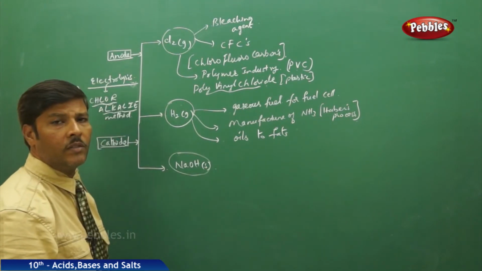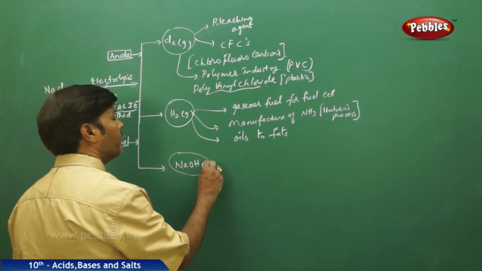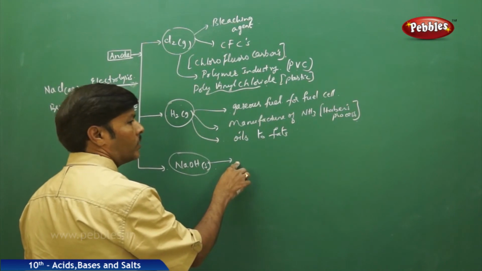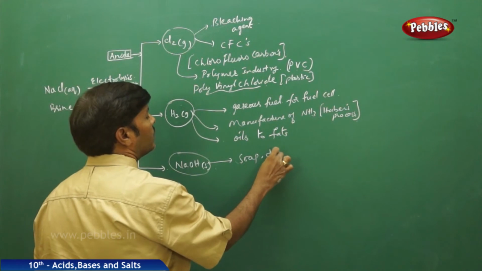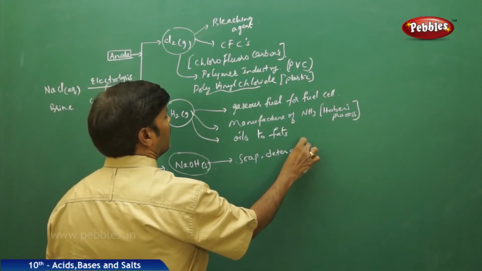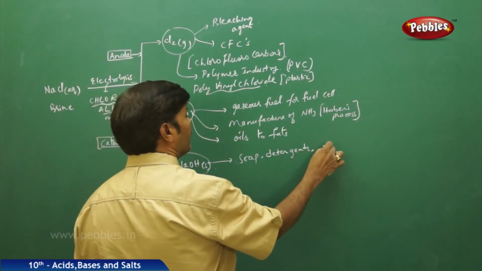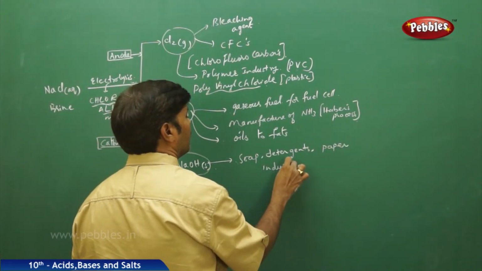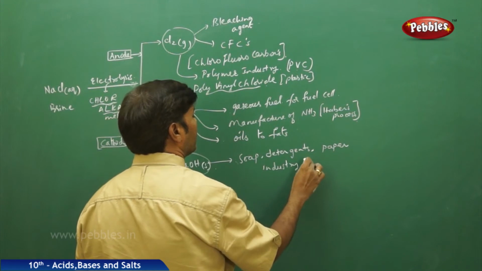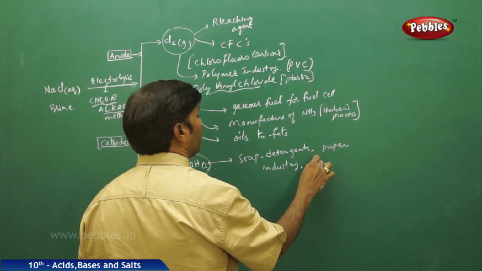Sodium hydroxide, NaOH, has various applications. It is used in the manufacture of soap, detergents, paper in the paper industry, and artificial fibers.